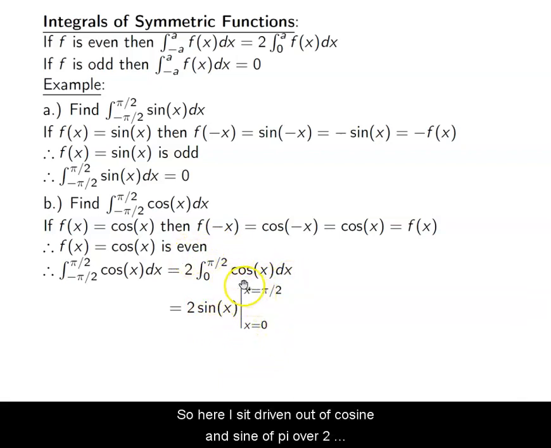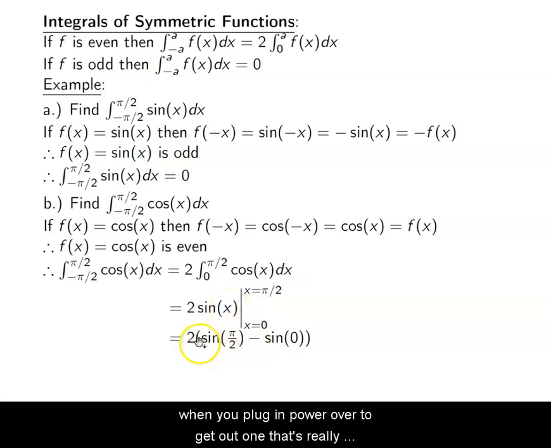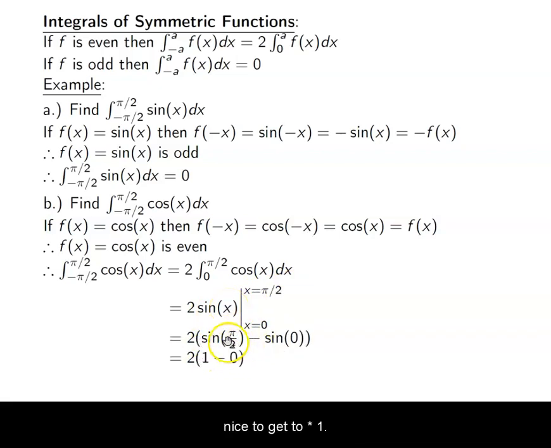Here, the antiderivative of cosine is sine. We plug in pi over 2 and we plug in 0. We know sine is 0 when you plug in 0. When you plug in pi over 2, you get 1. So that's really nice. You get 2 times 1, which is just 2.